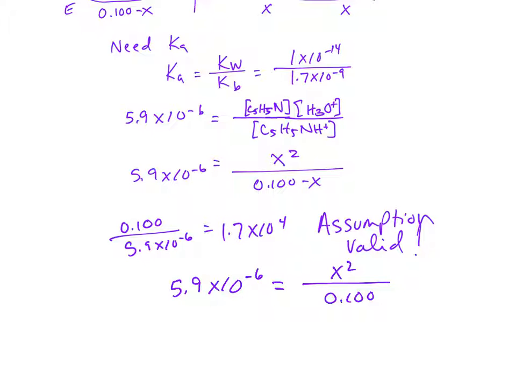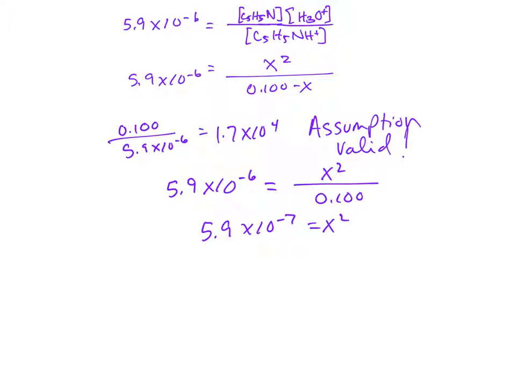Okay. Let's figure this out, and then we have 5.9 times 10 to the minus 7 equals x squared. Take the square root: 7.68 times 10 to the minus 4 molar. This is equal to the hydronium ion concentration. So we'll take minus the log of that, and the pH I get is 3.11.